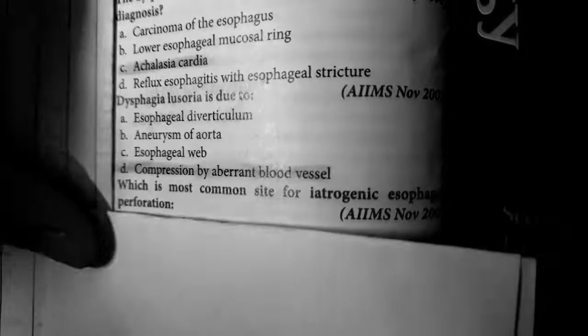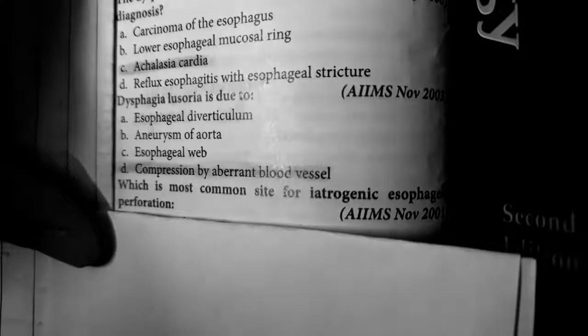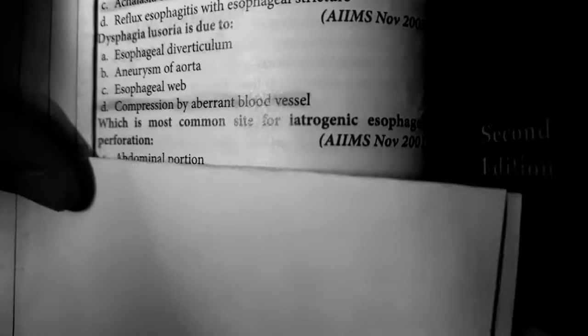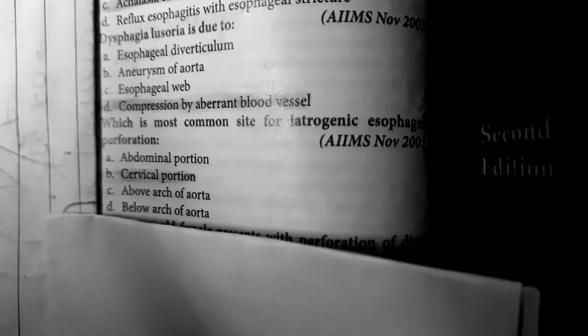Then, the most common site of iatrogenic esophageal perforation is the cervical portion, especially at the cricopharynx. This is the 10th question. Cervical portion, especially the cricopharynx, is the most common site of iatrogenic esophageal perforation.